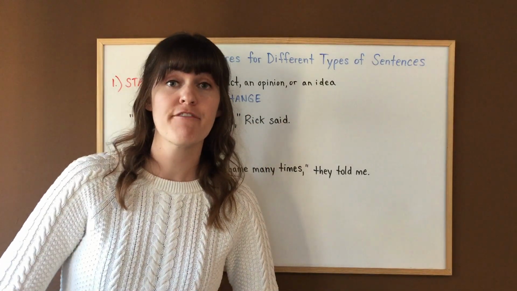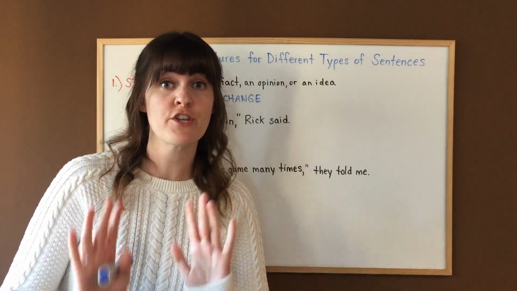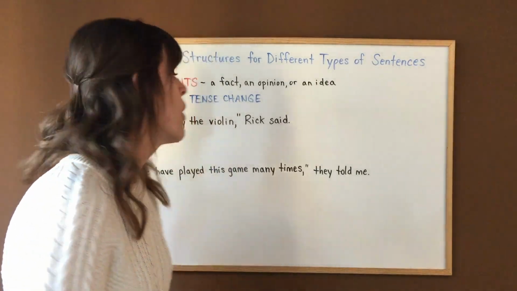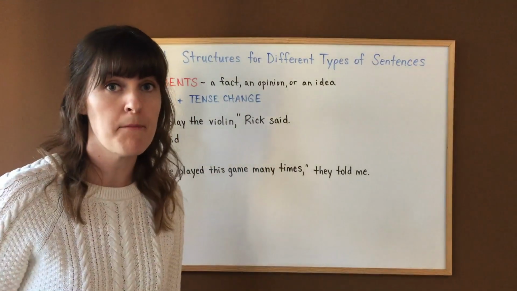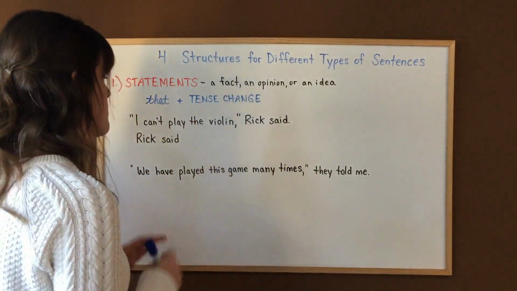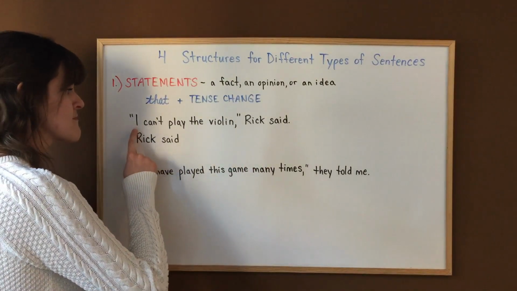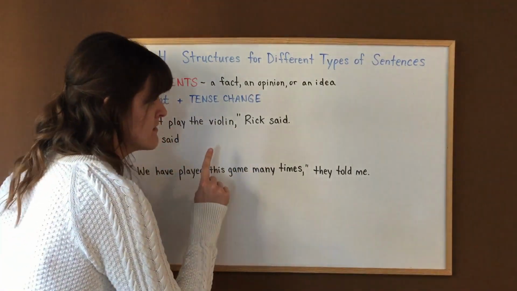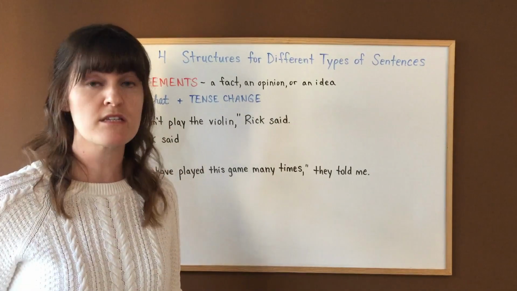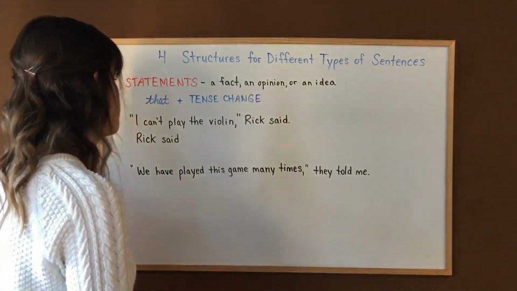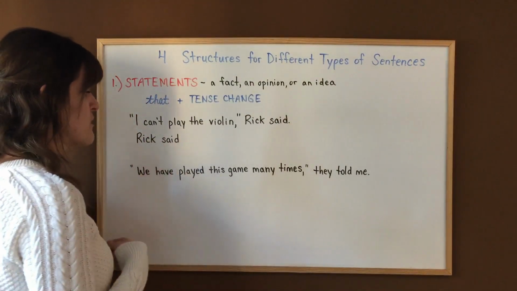Okay, now that you have the chart copied down with the new tense changes that you need to know, we're going to go right into some more examples. But again, we've already looked at statements. Here's an example. I can't play the violin, Rick said. It's a statement. It's just a fact, an idea. So how do we put it into reported speech?